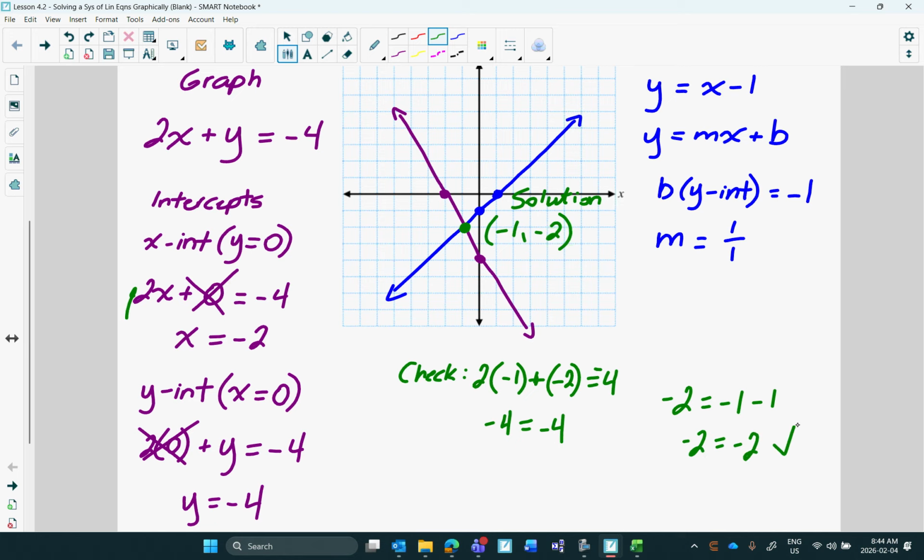You don't have to show the check. I'm just showing it to you in this one. You can sort of check it mentally if you want. Okay? But that's how we solve a system by graphing. Graph each equation in the system, find where they intersect. That's your solution.